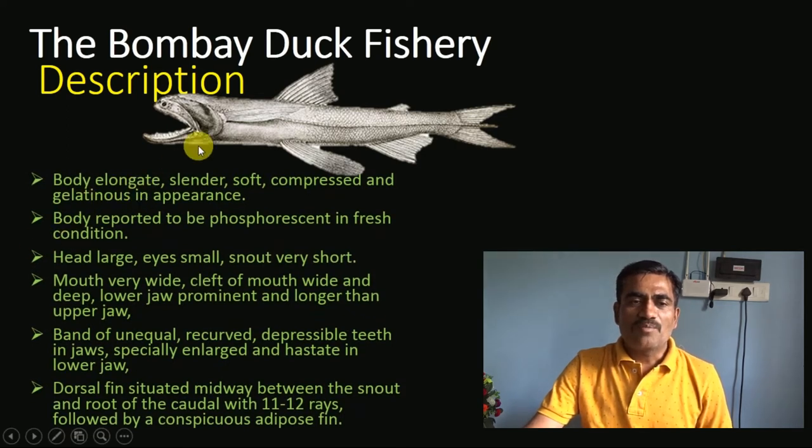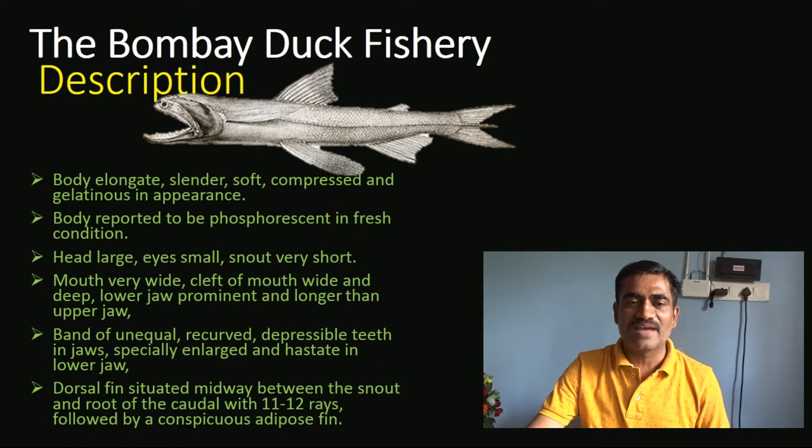The body of Bombay duck is elongate. See how it is an elongated body. It is a slender body, mostly elongated and slender. It is a soft fish, very gelatinous in appearance, compressed and gelatinous in appearance. This one is the Bombay duck. The body is reported to be phosphorescent in fresh condition.